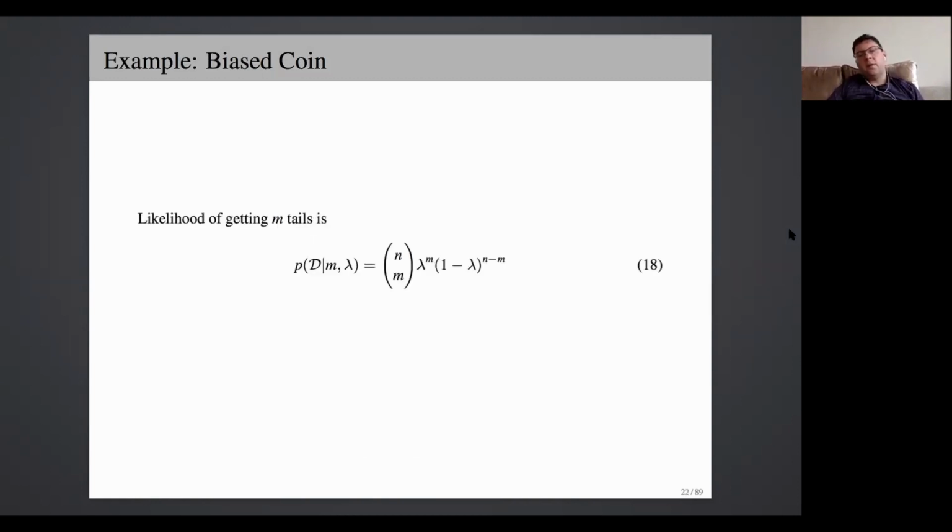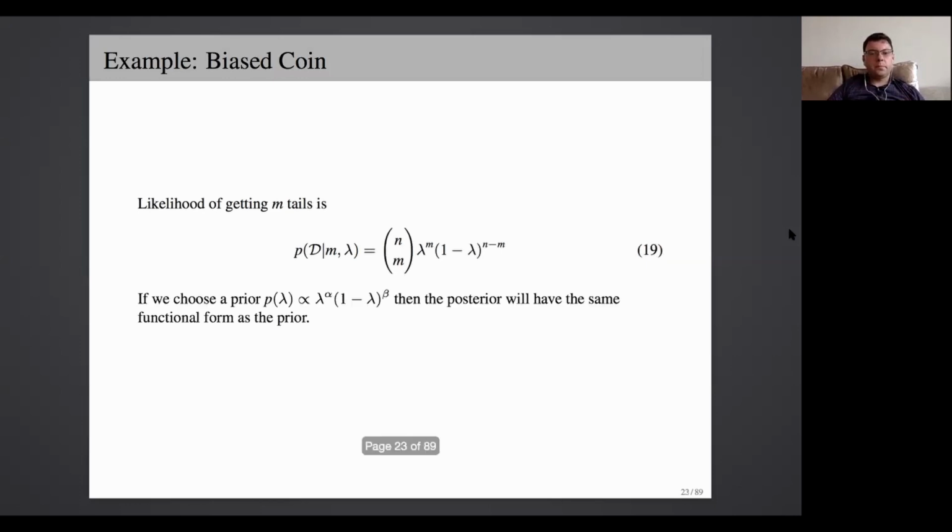So let's consider how to follow a Bayesian approach here. We could choose a prior, which has a functional form lambda to the alpha times 1 minus lambda to the beta. And if we do that, then the posterior will have the same functional form as the prior. This is called a conjugate prior.